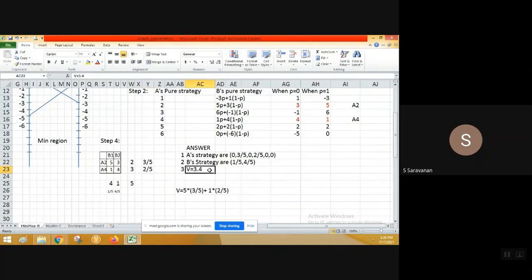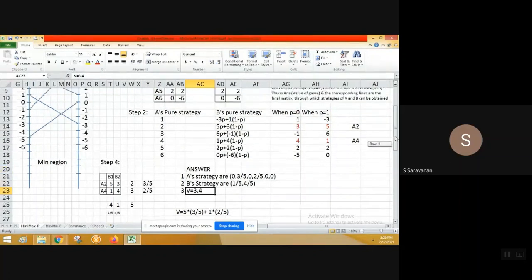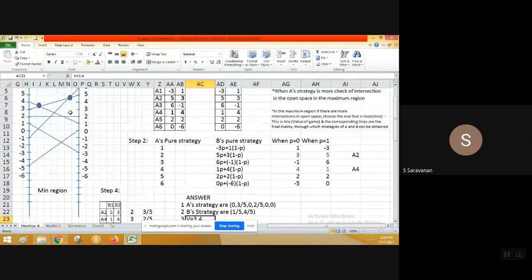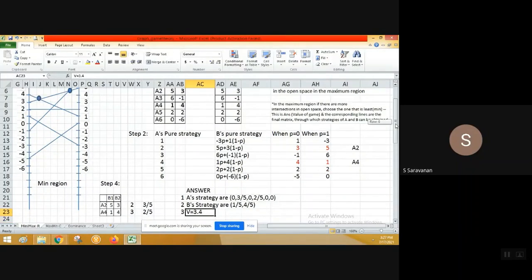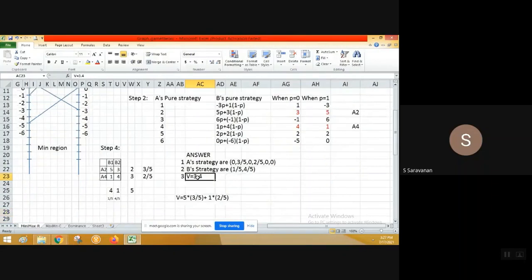No sir, I want to get the answer in a different way. Simple. If you draw your graph properly, you can get the answer from the graph. See here. What is the answer here? Is that between 3 to 4? So this point is between 3 to 4. So obviously your answer is going to be somewhere near 3.5. If you draw it in a graph, you will get exactly 3.4 in the graph itself. So the value of the game is V equal to 3.4.